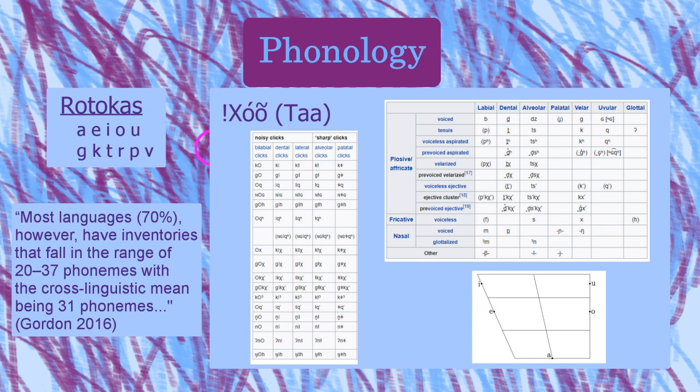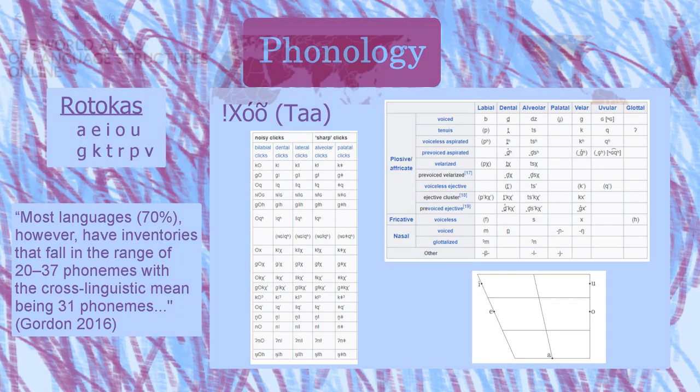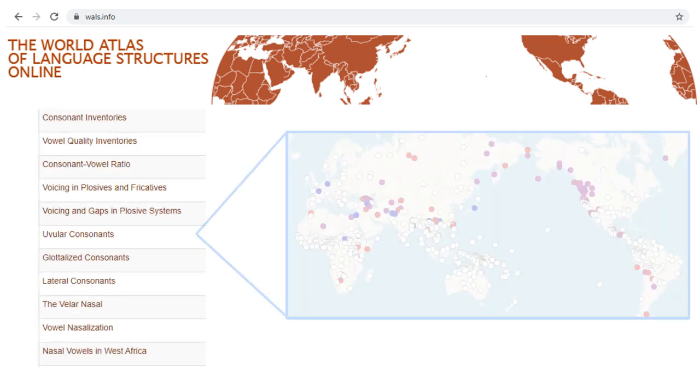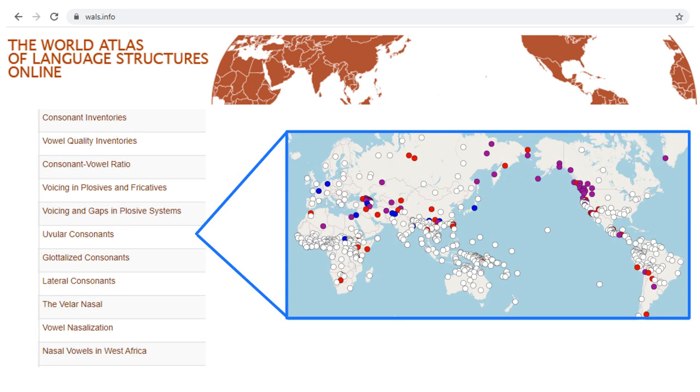being 31 phonemes. But it's interesting to note that no relationship has been found between the number of vowels and the number of consonants. A large number of one doesn't imply a large number of the other, and vice versa. So a language with 3 vowels and 50 consonants wouldn't be impossible, per se. When studying topologies, I definitely recommend the World Atlas of Language Structures, where you can compare the relationship tendencies between languages, or just nerd out on how many languages have uvular consonants.